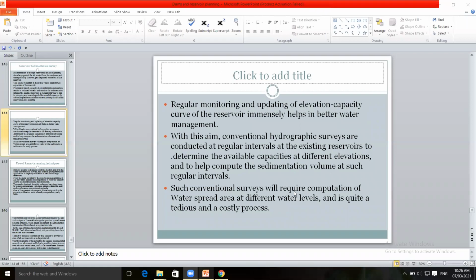Such conventional surveys will require computation of water spread area at different water levels. So it is required to calculate the water spread area. How much has the water spread? How much area is covered with water spread? How much is the area of the catchment at different levels? So this process is costlier, requires longer time, and it is a costlier process.